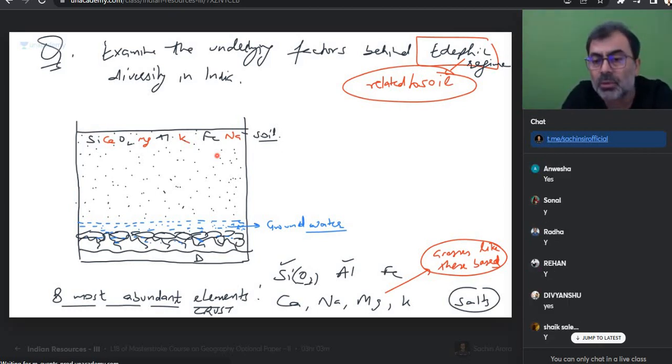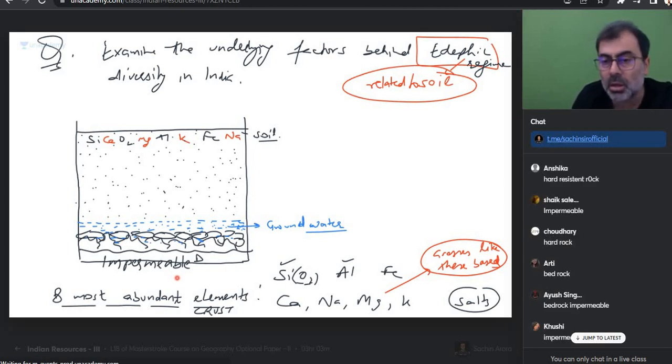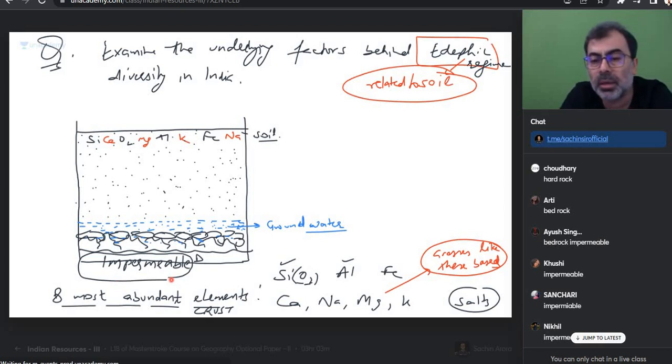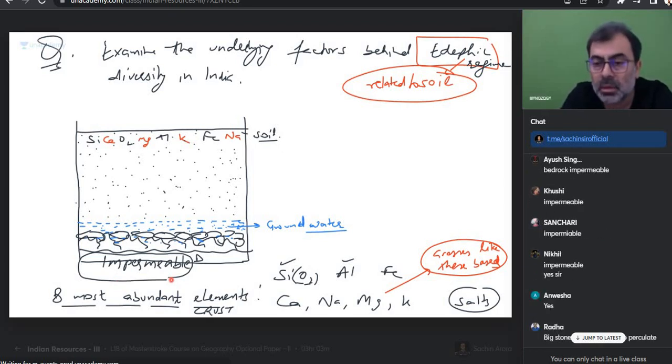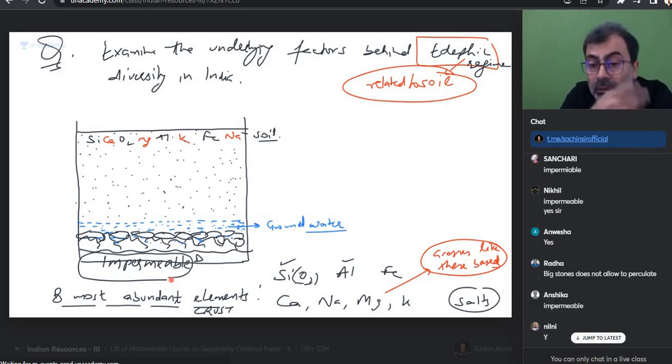Achha, tell me one thing, why is the groundwater stopped here? Why is it not going any further? और नीचे क्यों नहीं जा रहा है? So the rock is impermeable. Will all of you who said rigid rock, hard rock, bedrock use the term permeable, impermeable from next time? You were correct. Radha says big stones don't allow percolation. Radha, big stones do allow percolation, but it is the bedrock that does not allow it. Okay, is everyone okay? Perfect.